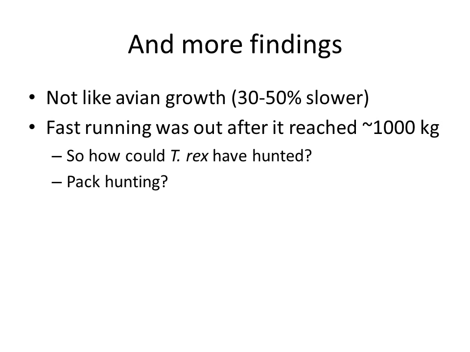They're still slower than avians, so they're about 30 to 50% slower. Again, avians are doing things a little bit differently. And probably fast running for these large guys is out of the question as they get really, really big.